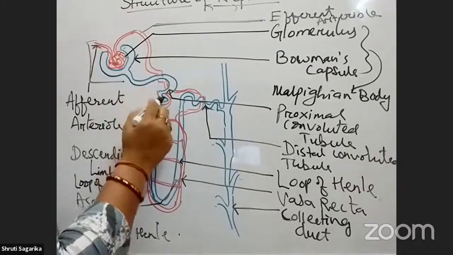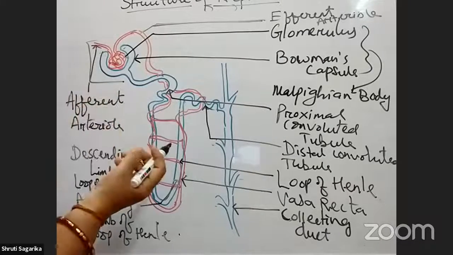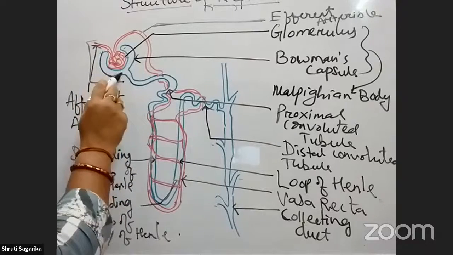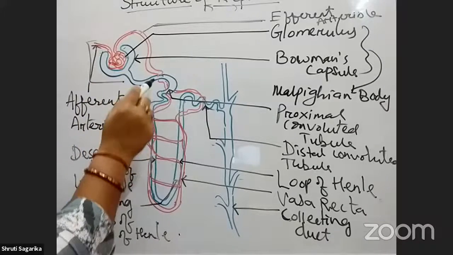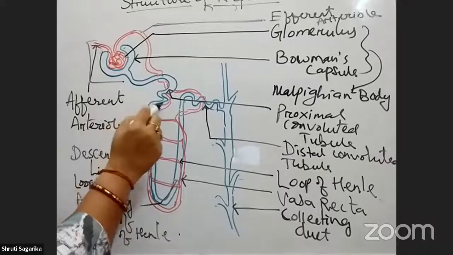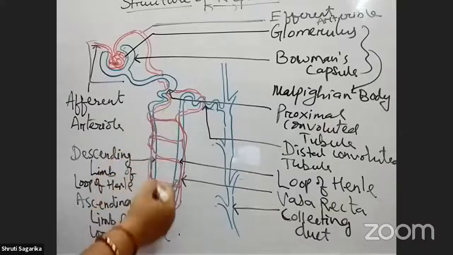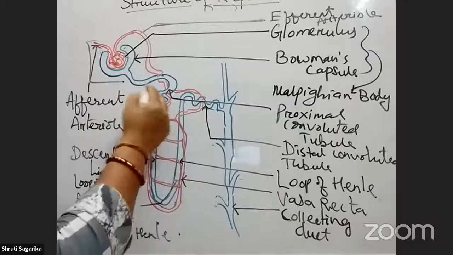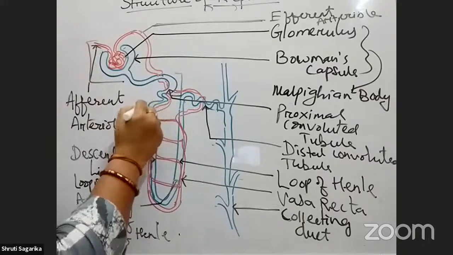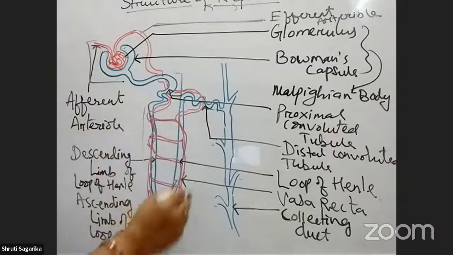One is the proximal convoluted tubule. Convoluted means coiled structures. Proximal means towards the starting point. So towards the starting point, whatever convoluted, coiled part is there, that is called the proximal convoluted tubule. Clear? And after this part there is a U-pin-like structure. So what is this U-pin-like structure called?